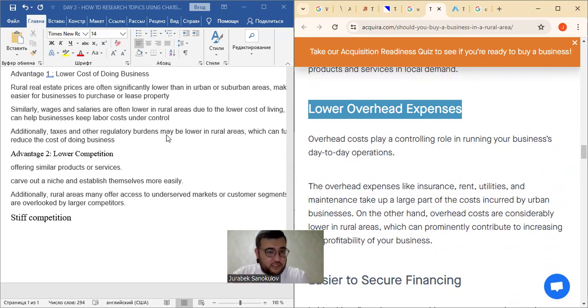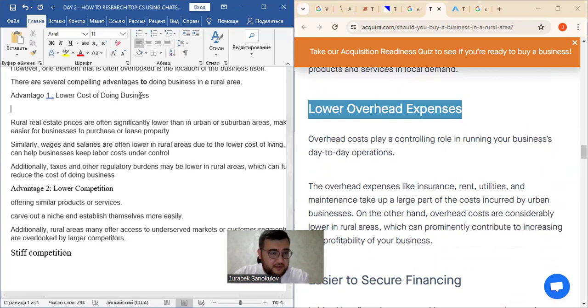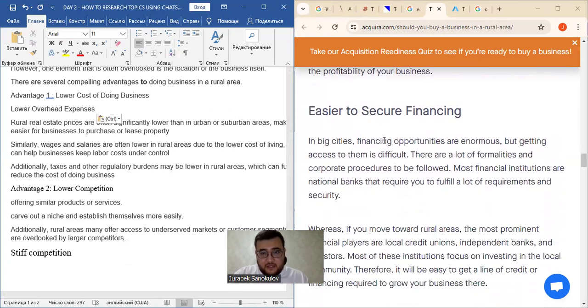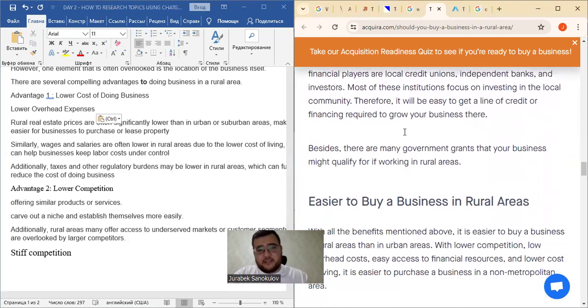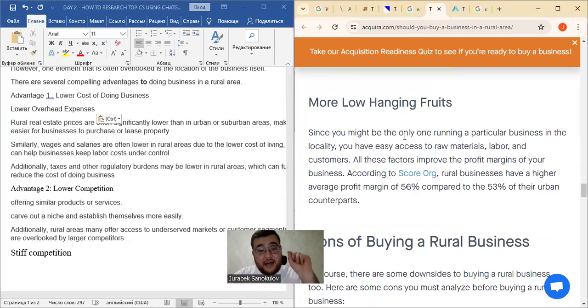So I'm going to include it here because it's kind of related to this. Lower cost of doing business. So, easier to secure financing. So let's look at the advantages. I'm going to insert the links to these websites in this file so that you can come back and check them again.